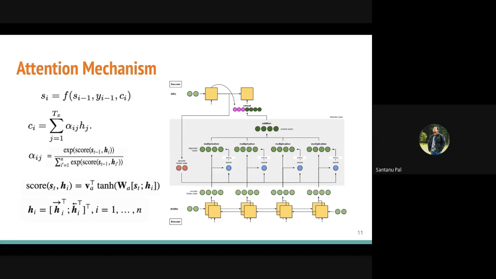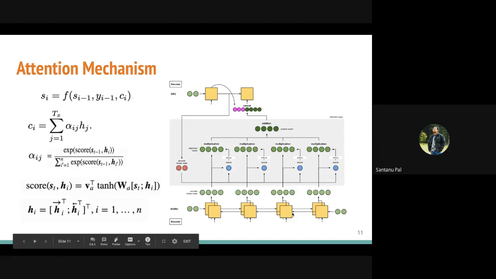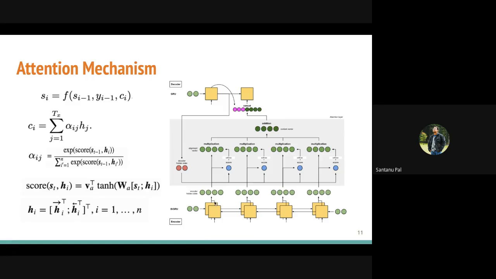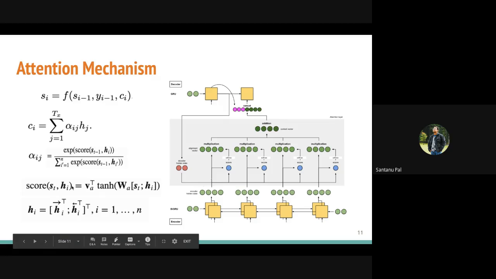Yeah, so attention is different than CNN. In this case, if you say this is a bidirectional RNN, and this bidirectional RNN produces some vectors like h_i forward and h_i backward, then based on this representation, attention is calculated.